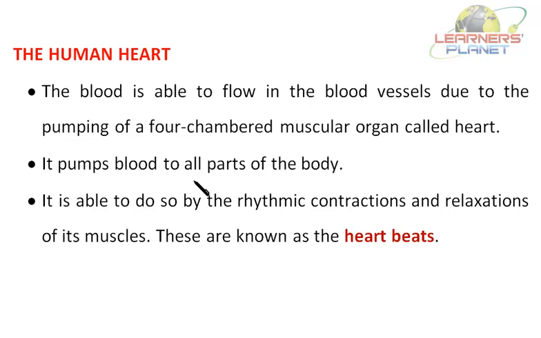That is why we can say that the blood is able to flow in the blood vessels due to the pumping of the 4-chambered muscular organ called the heart. But it is not 4-chambered from the initial stage, but it first resembles a fish's heart, then a frog's, which has 2 chambers, then a snake's with 3 chambers, and then finally, on the completion of 8 to 9 months, it has 4 chambers, right?